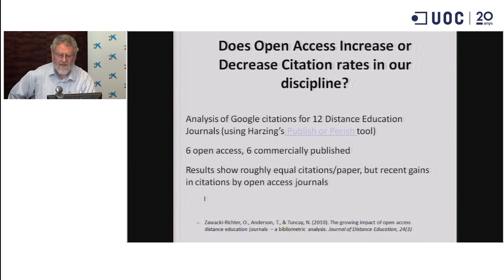So does open access increase or decrease citation rates in our discipline? Well, an analysis of Google citations for 12 distance education journals using Harzing's Publish or Perish tool, six open access, six commercially published, and the results showed roughly equal citations per paper, but citations in open access journals were on their way up. They were on an upward trajectory to surpass the traditional ones.